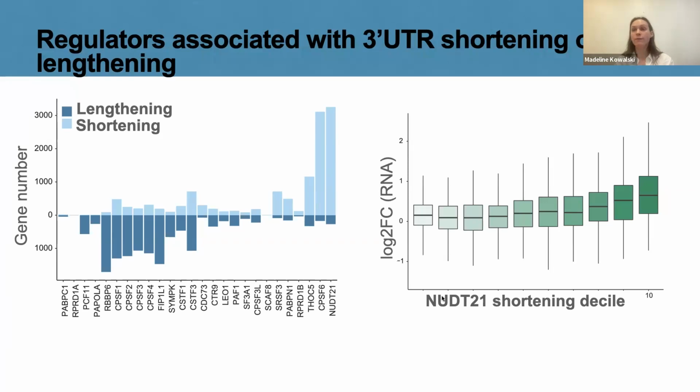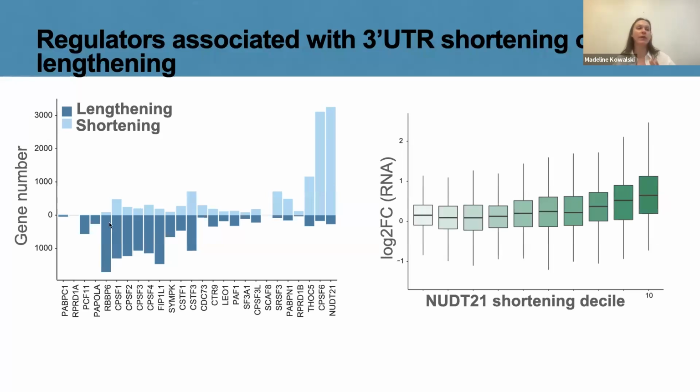Within NUD-D21, for instance, we found that the higher the degree of 3' UTR shortening, the larger the increase in RNA of the associated transcript. And this is in line with the idea that longer 3' UTRs contain more of these regulatory sequences that may impact RNA stability. So a bias towards shorter 3' UTRs will also result in a corresponding increase in gene abundance.